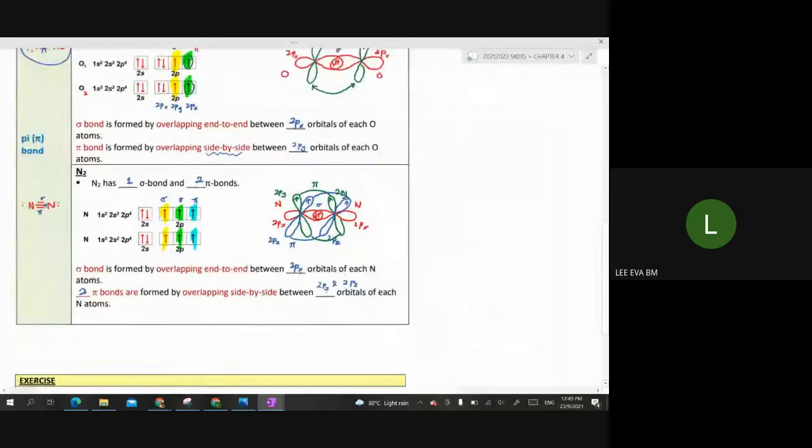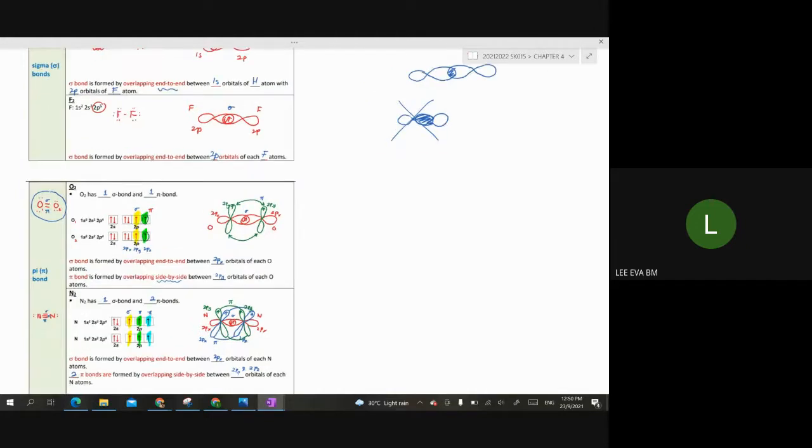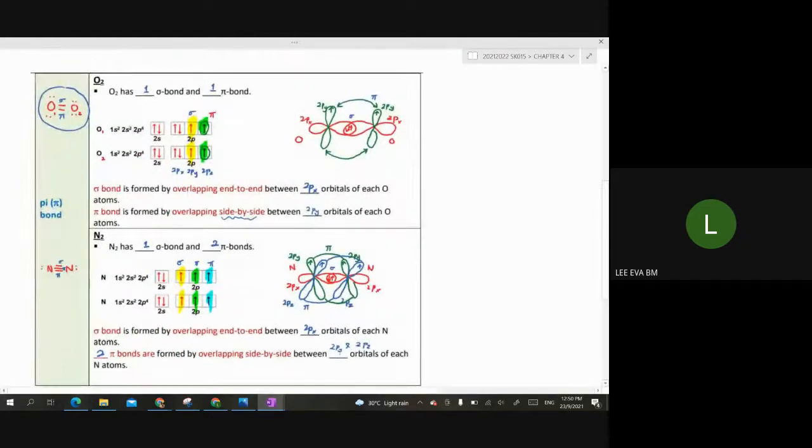But bear in mind, the example Madam shows over here is only for direct overlapping between atomic orbitals. When Madam says atomic orbital, it means we don't do anything to the orbital. We still use the original orbitals of that atom. Wait, there's more? There's more, yes. Oh dear. This one is a little bit simple. We have a much more complicated one. Okay, have you finished copying?